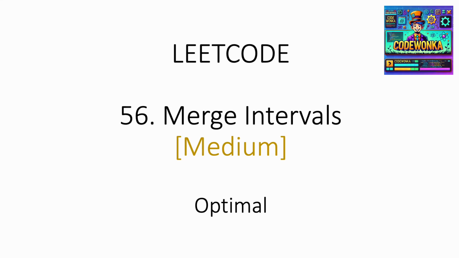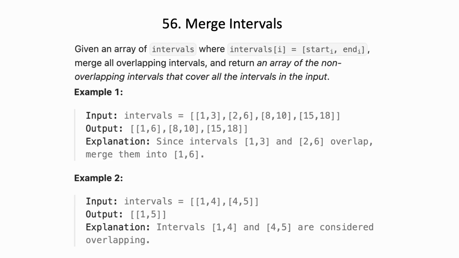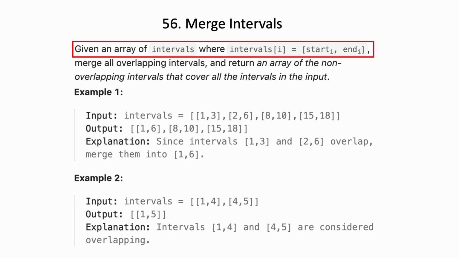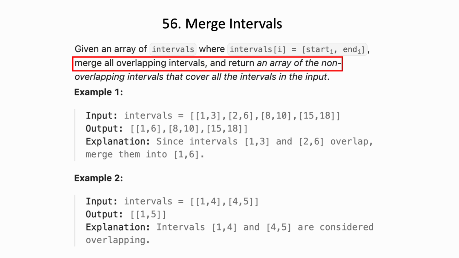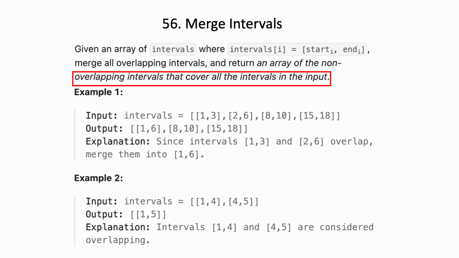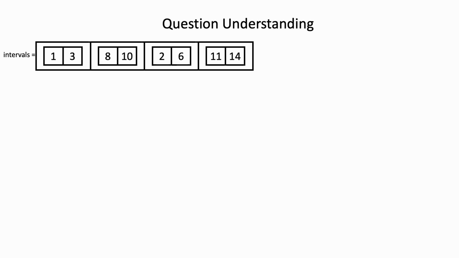Today we will be solving the merge intervals problem. Let's go over the question. Given an array of intervals where intervals[i] = [start_i, end_i], merge all overlapping intervals and return an array of the non-overlapping intervals that cover all the intervals in the input.